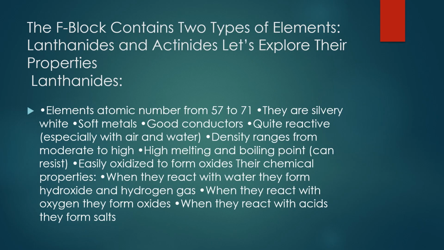The F block contains two types of elements, lanthanides and actinides. Let's explore their properties. Lanthanides: elements from atomic number 57 to 71. They are silvery white, soft metals, good conductors, quite reactive, especially with air and water. So they're quite reactive, not fully reactive. Density ranges from moderate to high, so by increasing they get higher in density. High melting and boiling points.